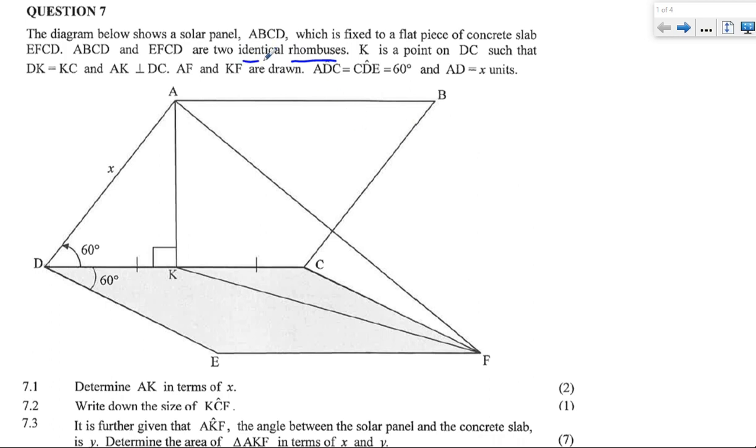They said they are identical, so that means that if this side is x, then this is going to be x, and this is going to be x, and that's going to be x, that's going to be x, and that's going to be x. Then they also give you that angle ADC is equal to CDE equal to 60 degrees. So that's 60 and that's 60. Remember, this is a special angle and we'll be dealing with trig, so clearly we're going to use that.